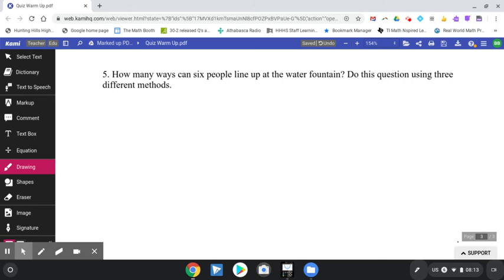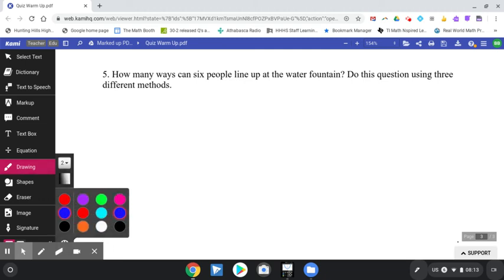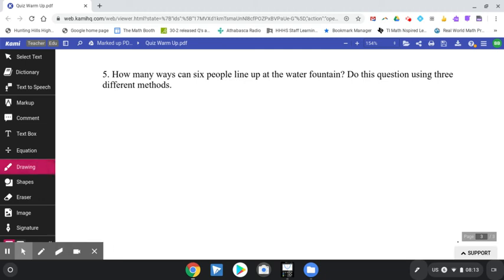Now, I threw number 5 in here because I want to do a little review. This question, we actually have learned 3 different ways to solve this one. So when you are trying this one, when you hit pause, I want to see, can you think of all 3 ways to do this question? We want to figure out how many ways can 6 people line up at the water fountain. All right. My first method I'm going to use is the first way we learned it, and that's with the fundamental counting principle.